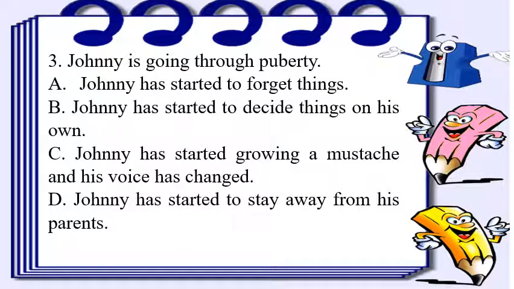Number 3. Johnny is going through puberty. What is the claim of the statement? Is it A, Johnny has started to forget things? B, Johnny has started to decide things on his own? C, Johnny has started growing a mustache and his voice has changed? Or is it D, Johnny has started to stay away from his parents? If you answered letter C, Johnny has started growing a mustache and his voice has changed, you are correct.